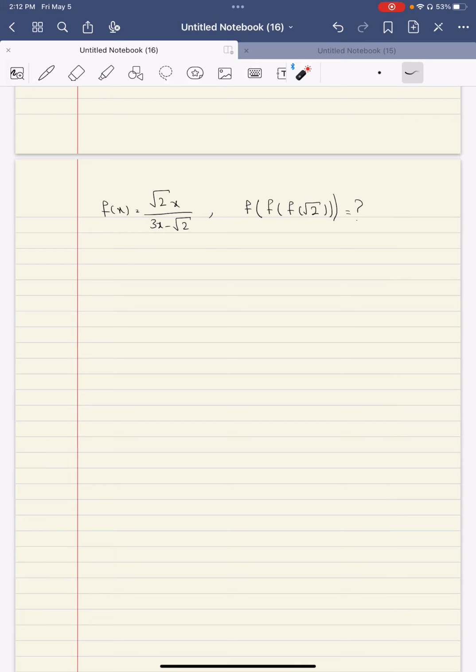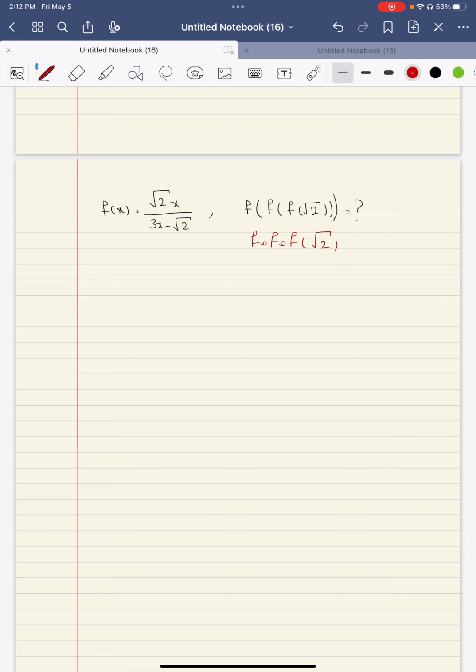So in today's video I'm going to solve a very nice question which says if your f(x) is equal to root 2 times x over 3x minus root 2, what would be your f of f at root 2? So the question could be written as this as well. f of f at root 2.